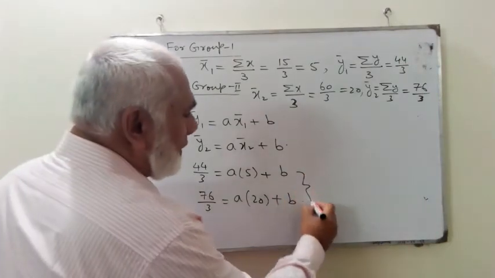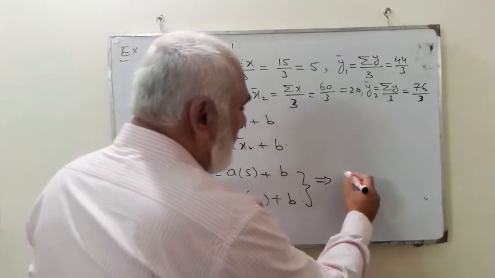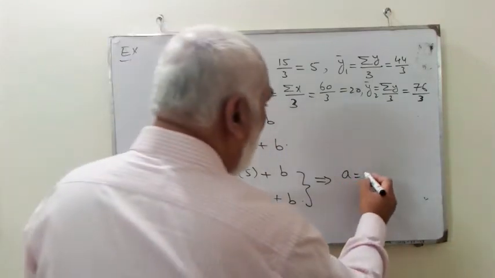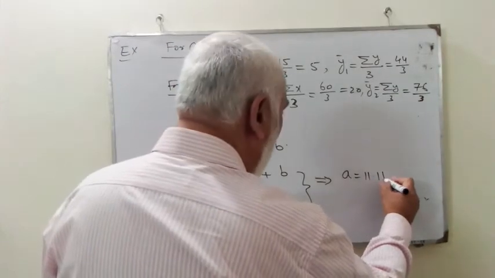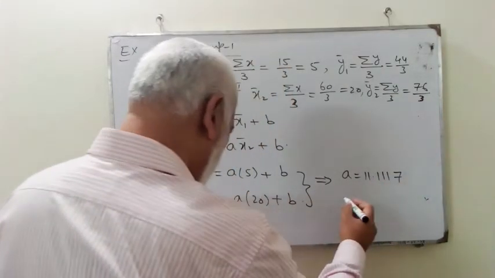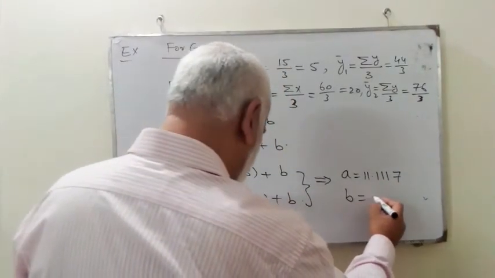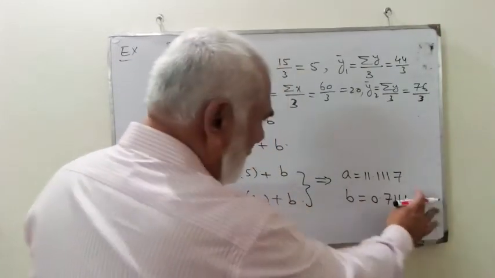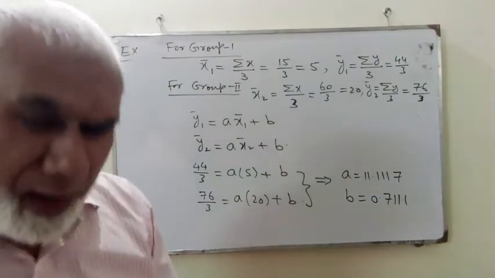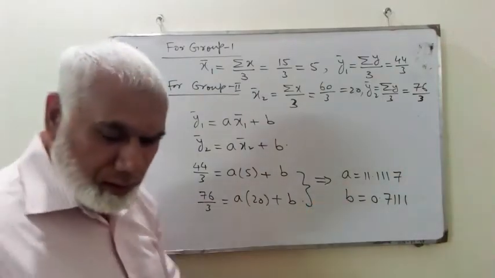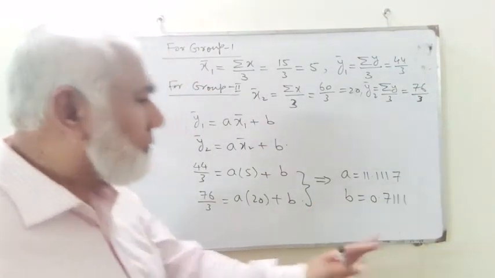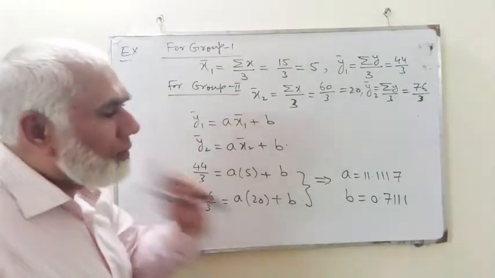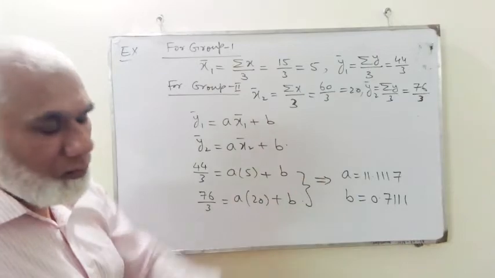So after solving these two equations, we get a is equal to 11.1117 and the value of b is 0.7111 up to 4 decimal places. This is the result I have calculated. Might be there is some difference between your results and my result. That's fine, the procedure will be the same. The main thing is to learn the procedure, how it actually works.